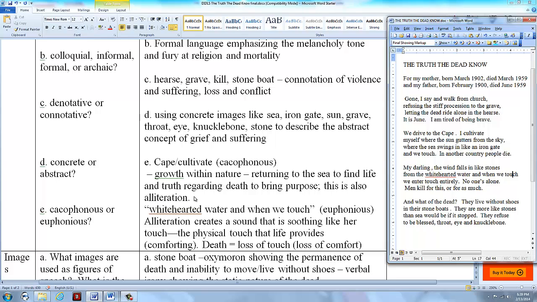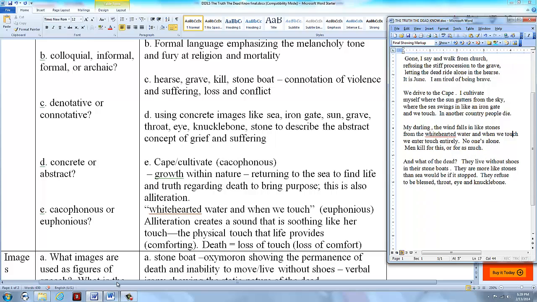Yet, sadly, here, Sexton has lost the ability to find comfort because her parents have died and there's the loss of touch. So when she's talking about entering touch entirely, when she goes to the sea, that no one's alone, there's this sense that perhaps she is potentially being reunited with her parents or the spirits of her parents at some point in time.